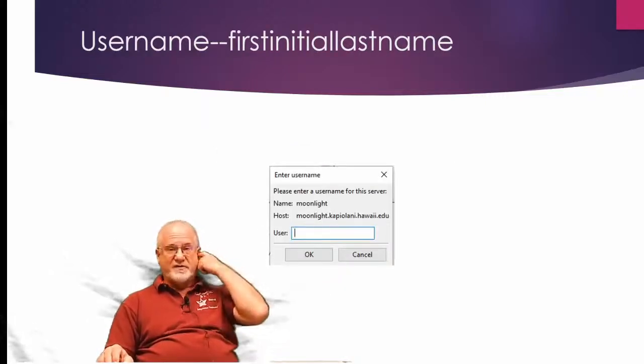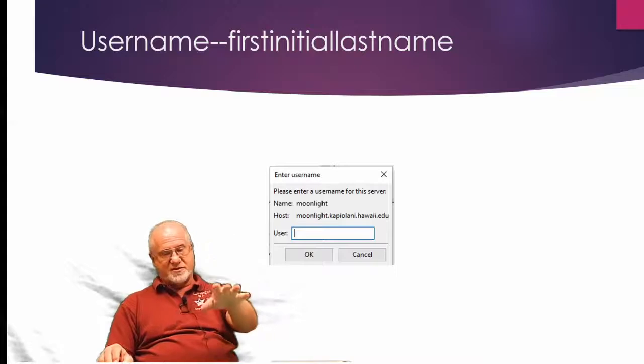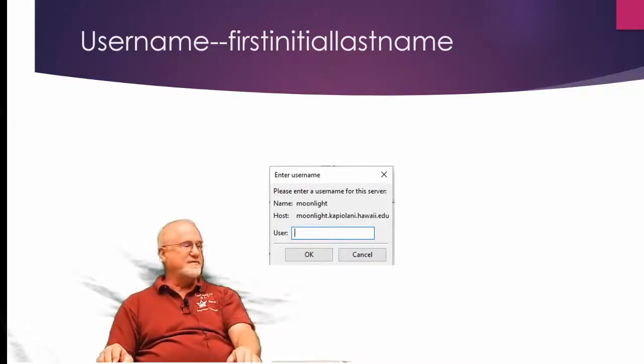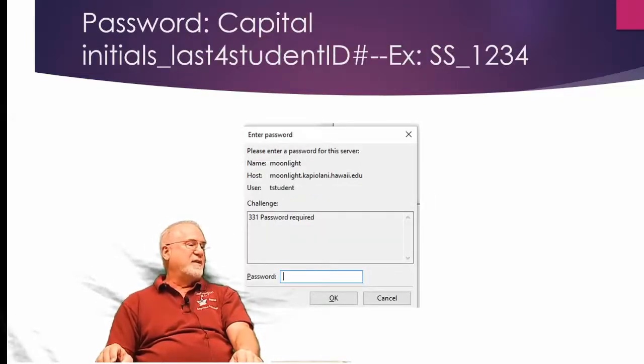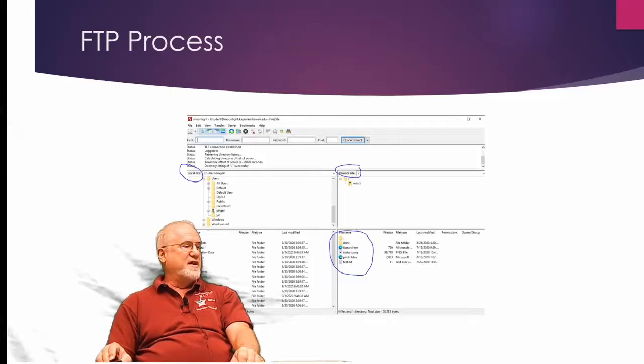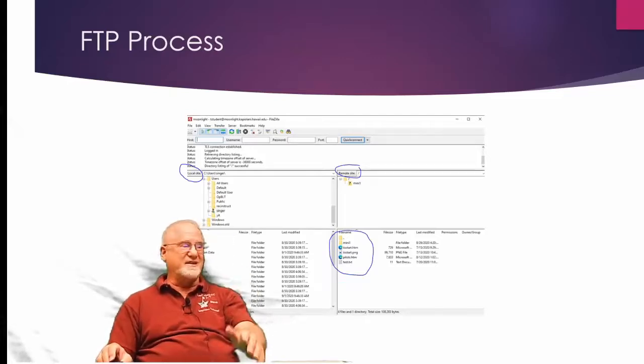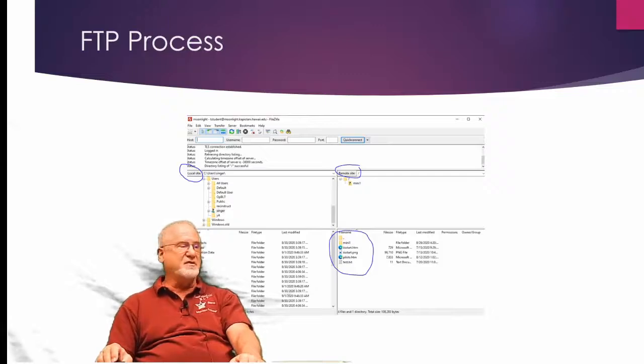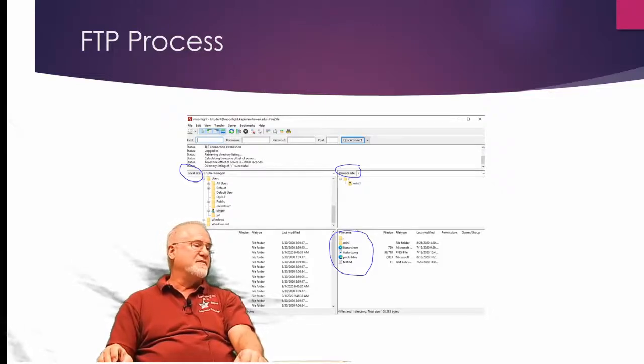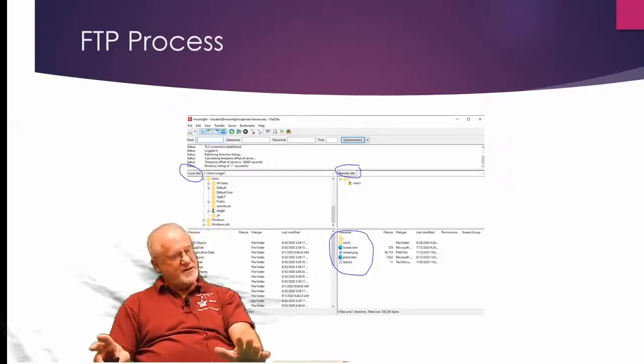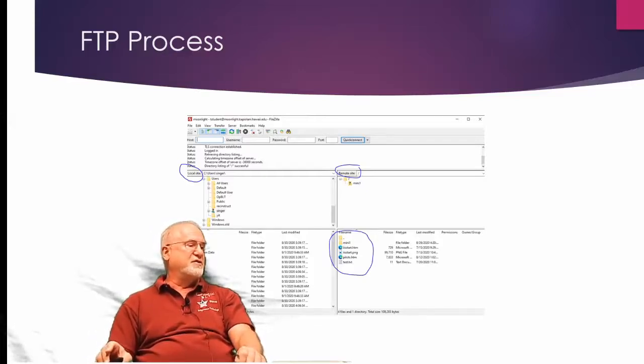You make it interactive. You're going to put your username in there. Remember, first initial, last name. And then your password. Again, that's going to be, look at the example I have here, SS underscore 1234. It should take you to something that looks kind of like this. Again, the left side is going to be your local computer, whatever you have in front of you. Right side would be the remote site. And then the lower right corner, that's your account. That will show your various files you have in there.